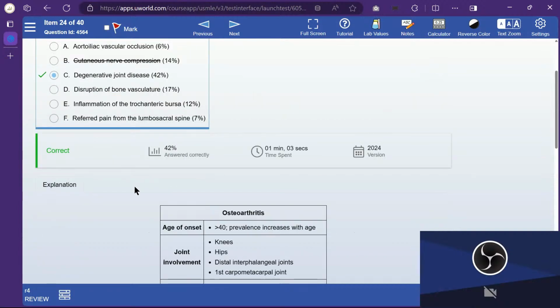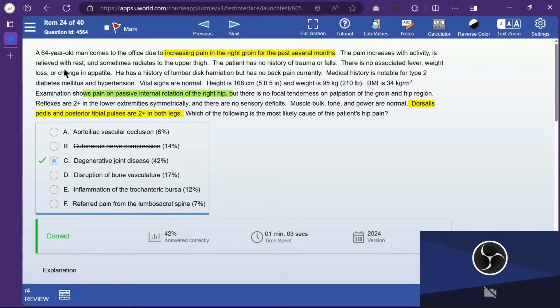What is degenerative joint disease? Older patient. Examination shows pain with passive internal rotation of the right hip. Pain increases with activity.